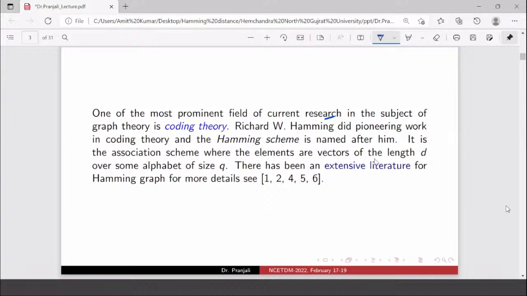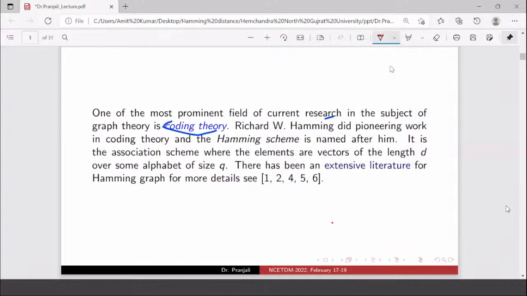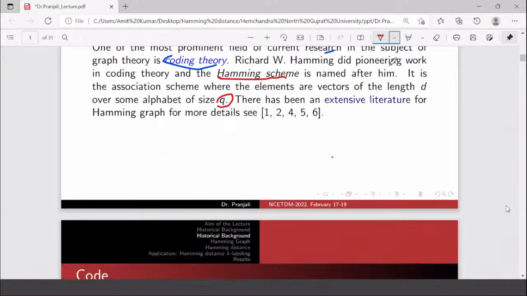This coding came after Richard Hamming, who did work in coding. In fact, this scheme is named after him. It is the association scheme where the elements are vectors of length d over some alphabet of size q. In fact, a huge literature is available on Hamming graphs and the Hamming scheme.